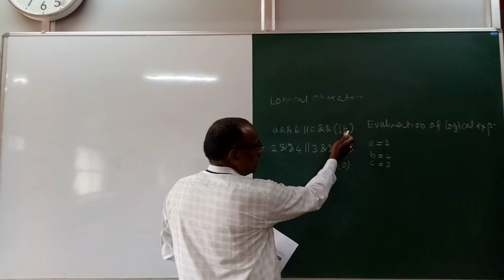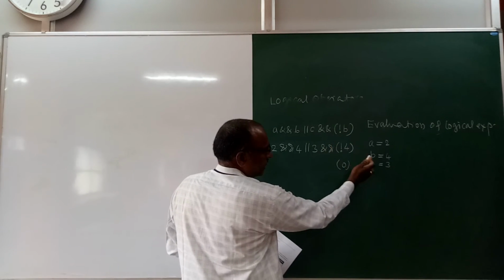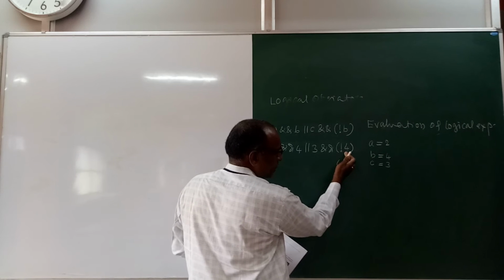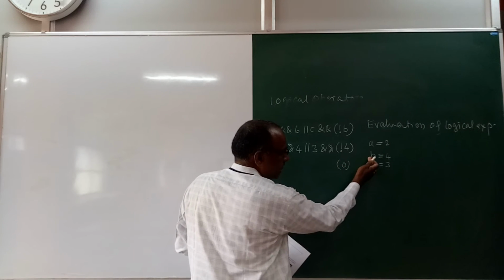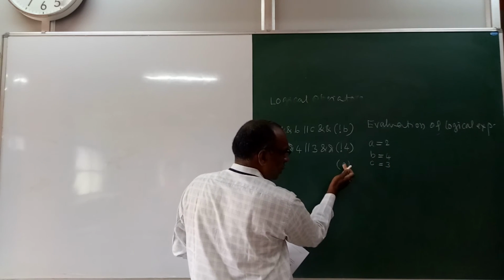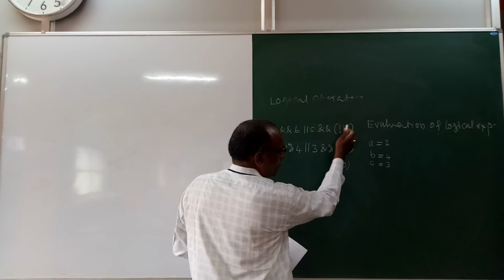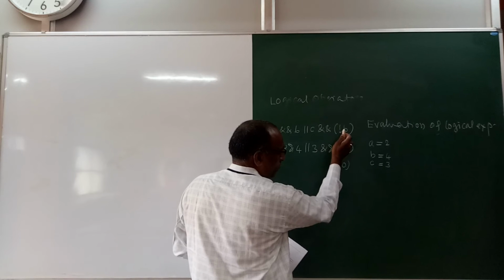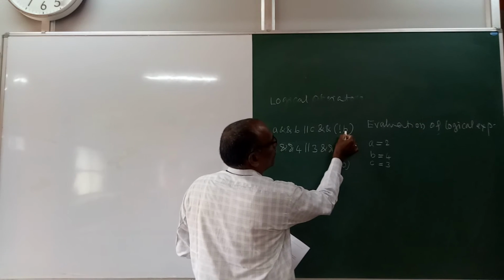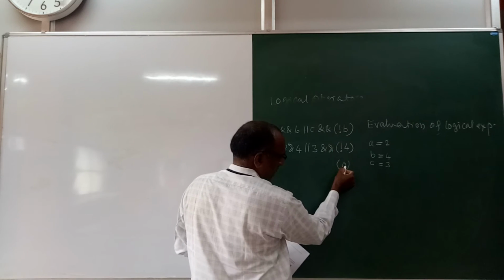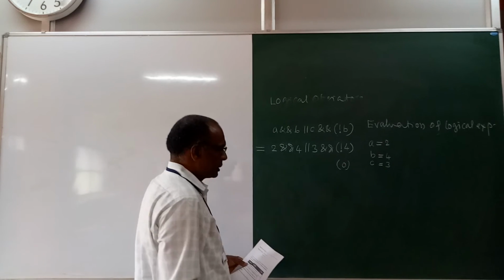That means B is not 4, so B equal to 4 is false. So the output after operating this operator on a variable or a constant is 0, false.